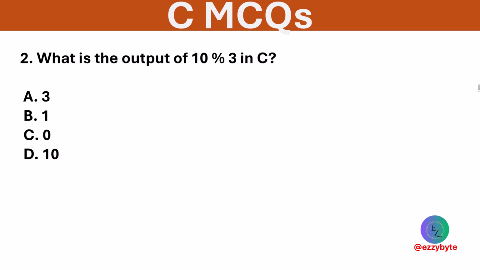What is the output of the following in C? Options are 3, 1, 0, and 10. Option B is correct. The modulo operator gives the remainder. 10 divided by 3 leaves a remainder of 1.